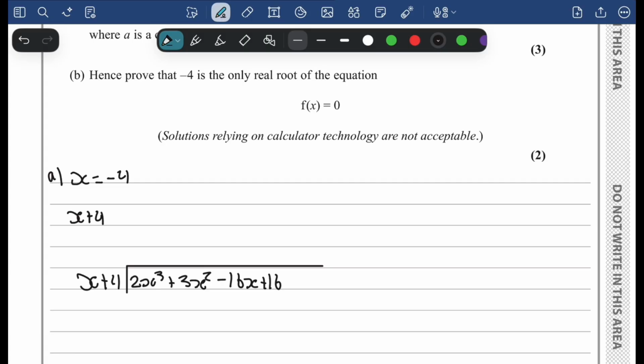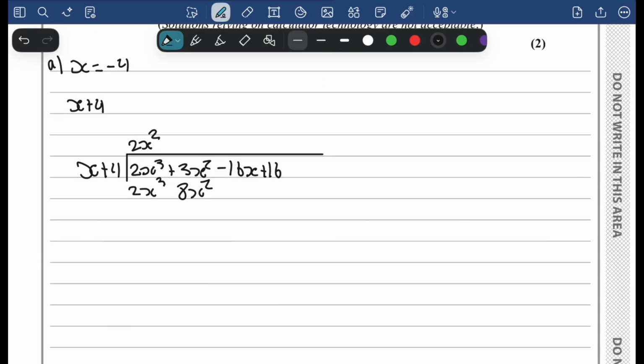So what do we times x by to get 2x cubed? Well, that is going to be 2x squared, right? So then we're just going to put this here. And if we times this by 2x squared, we have to times 4 by 2x squared as well. So it's going to be 8x squared, right? And then we take them away, so 2 minus 2 is 0, 3 minus 8 is minus 5x squared. Bring this one down, so it's minus 16x.